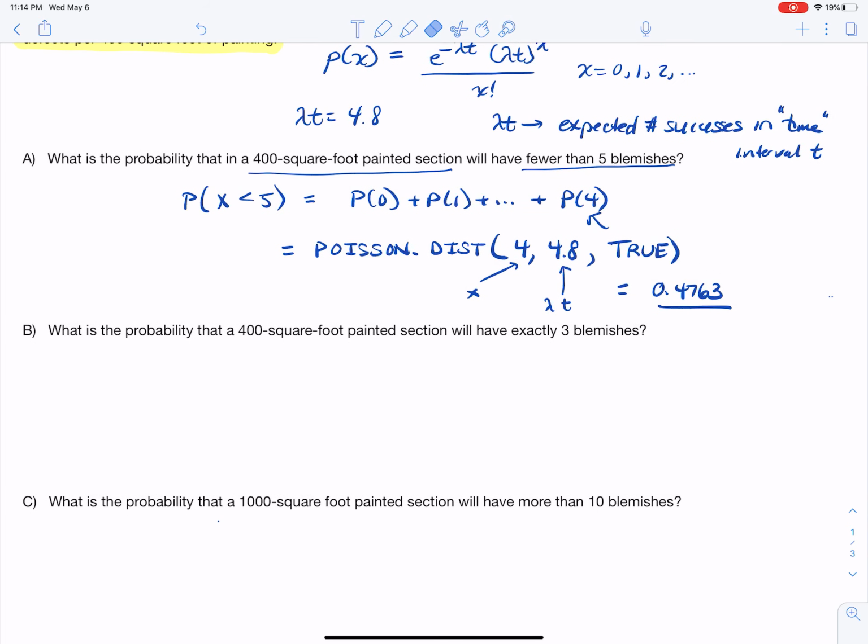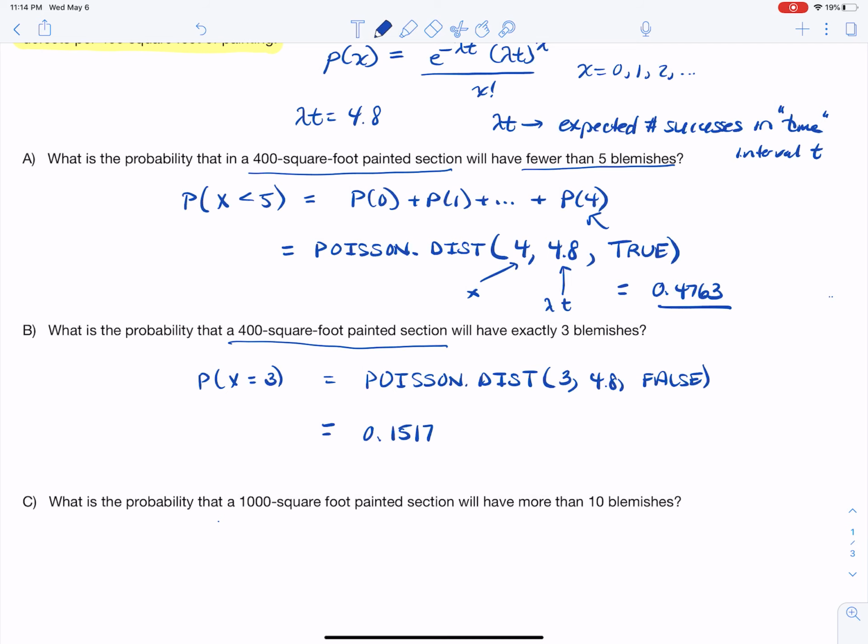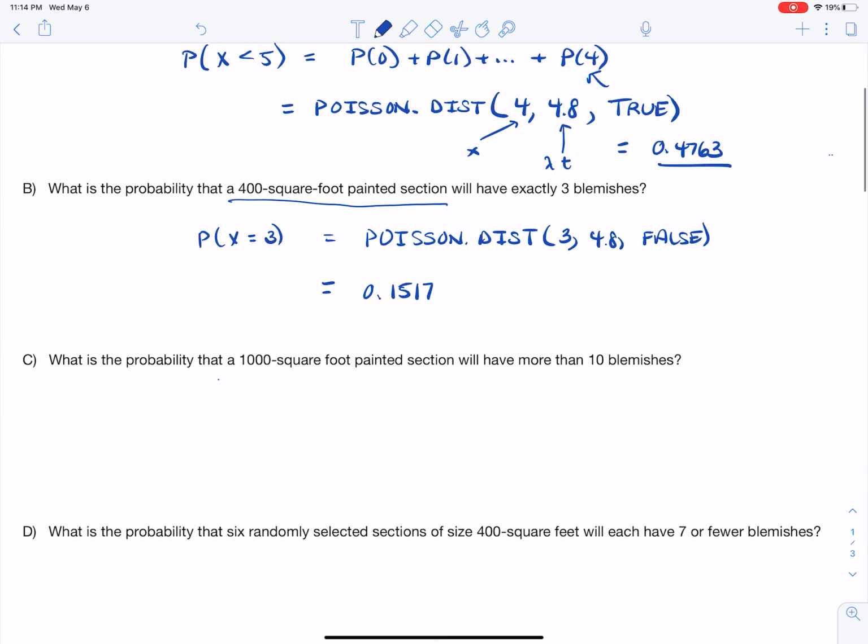So same size painted section. We want the probability of exactly 3. Well, that means probability that x equals 3. Now, you could just as easily use the probability formula if you want to, but we'll use Excel. So this is, again, Poisson.dist. And it still starts off the same way. We want 3 successes. Mean rate is 4.8. But this time we're going to put false in the last entry because we're not looking for a cumulative probability this time. We just want a single probability. And when you compute that, you should have 0.1517.